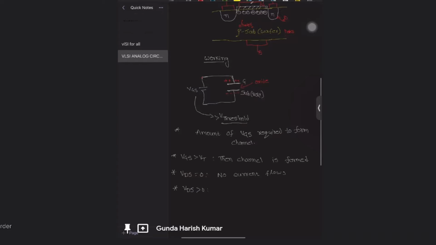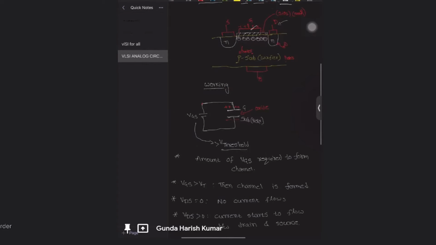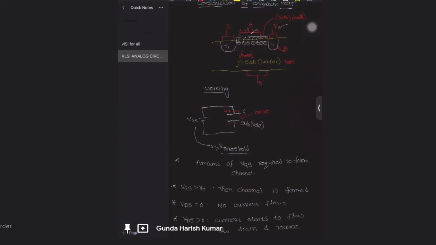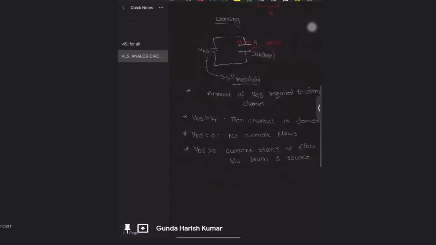Now, if I start increasing VDS, current starts to flow between drain and source. Because there is a potential difference between drain and source and there is a channel, current starts to flow between drain and source if VDS is greater than 0.